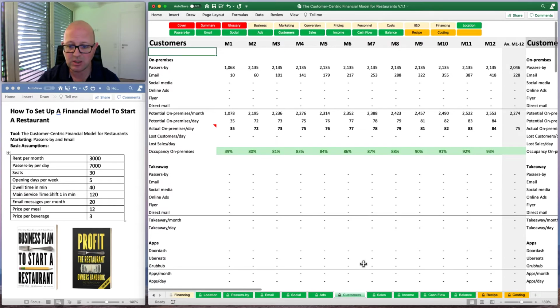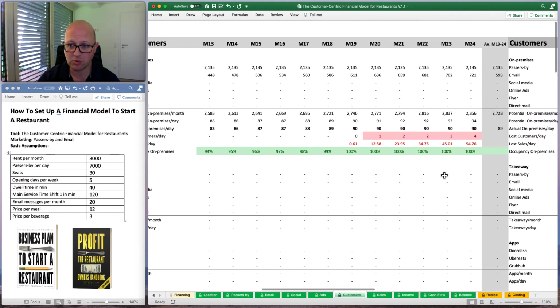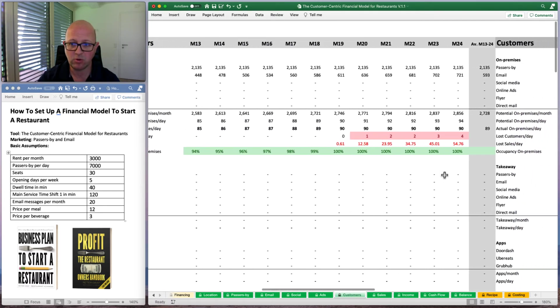Then you have the sheet customers. You see how many customers you are getting per month, and what the occupancy of your premises is. Is your restaurant full, or do you still have capacity to improve? And here we see that at the beginning, our occupancy on premises is 39%, comes up to 80% and 93% in month 1. This means we are close to 100%, and I want to show you a little view into the future.